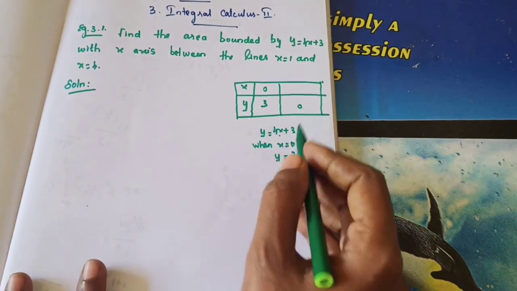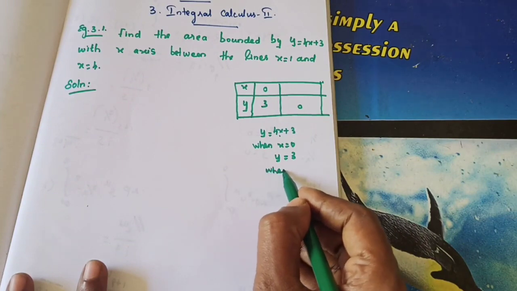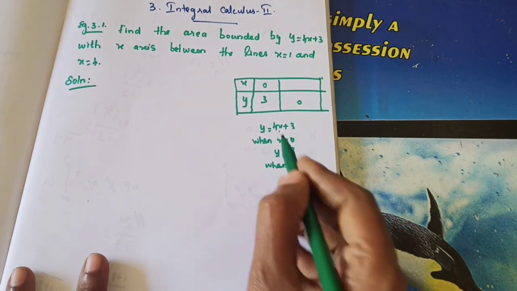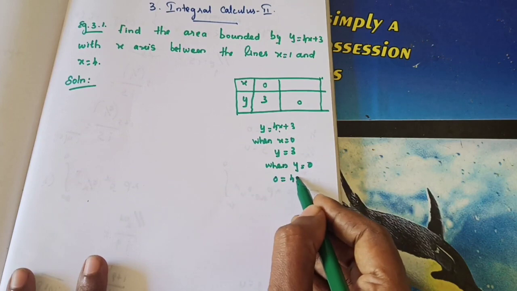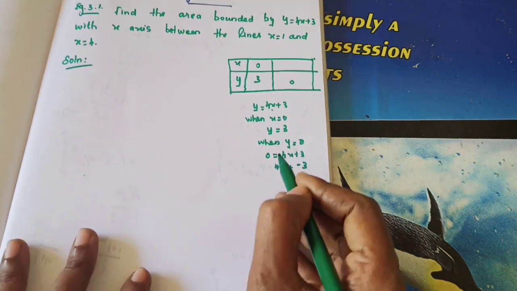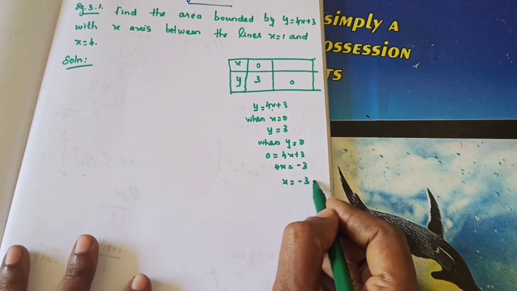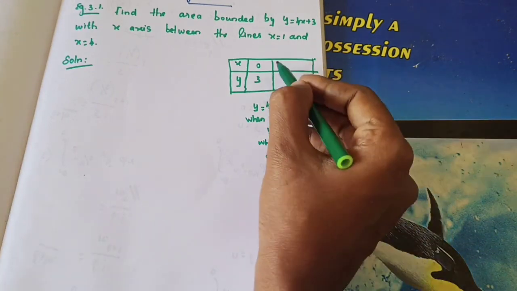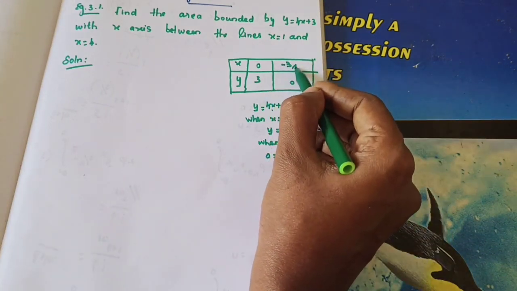Now substitute y equal to 0 in this particular equation. When y equal to 0, what will happen? So 0 is equal to 4x plus 3. So 4x is equal to minus 3. So x is equal to minus 3 by 4. Okay, so here the value is minus 3 by 4.